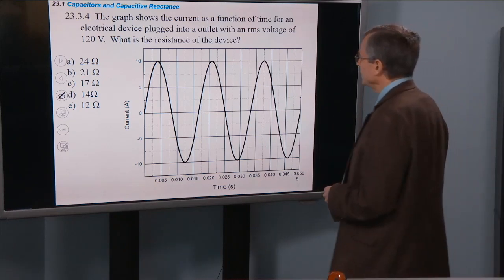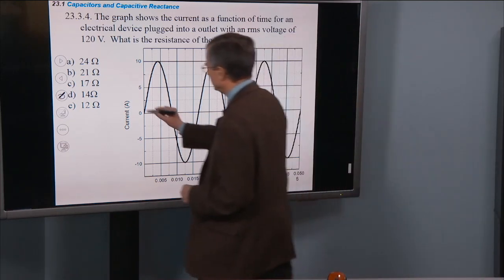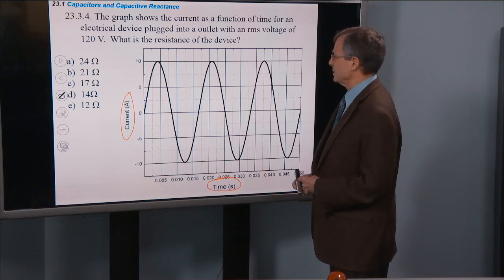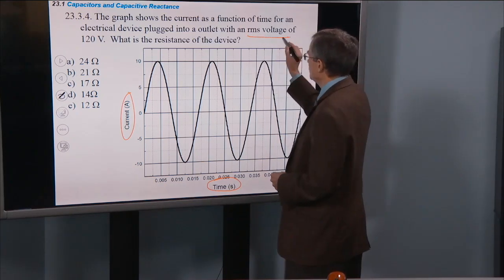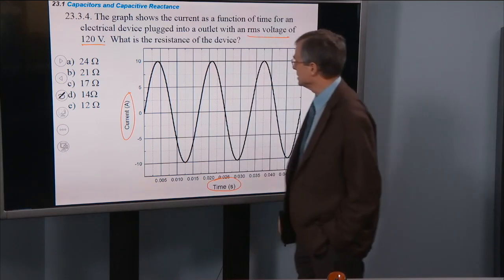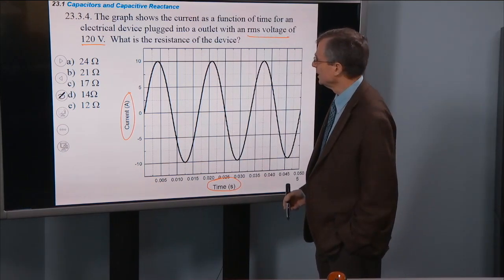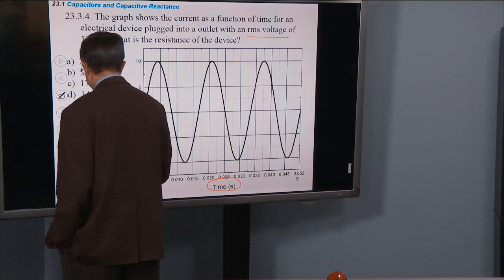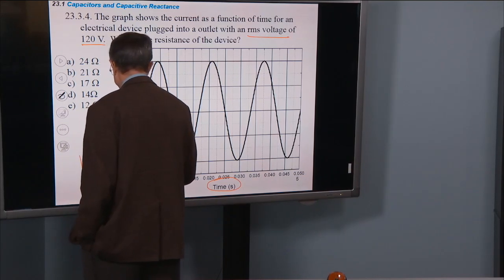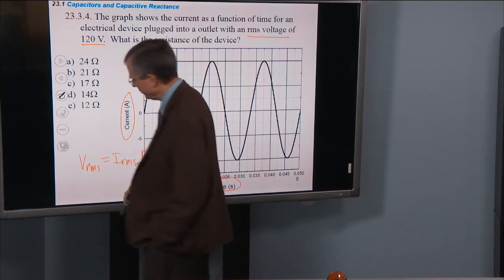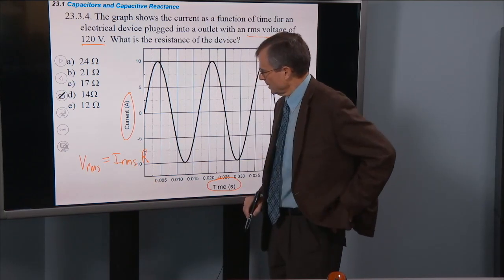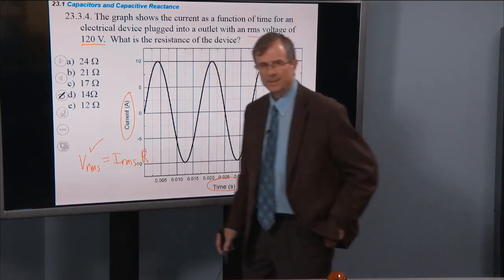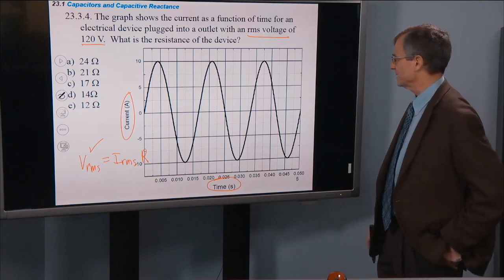All right, the graph shows the current as a function of time for an electrical device plugged into an outlet with an RMS voltage of 120 volts. What's the resistance of the device? Well, we know that VRMS equals IRMS times R. V equals IR. We have VRMS. It's 120 volts. So that guy we have. We need IRMS. And what is it?